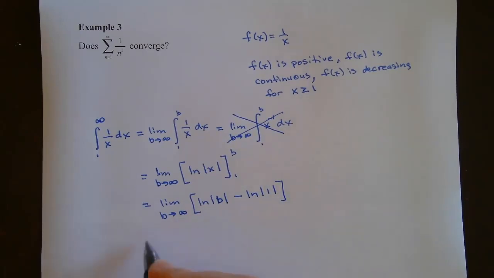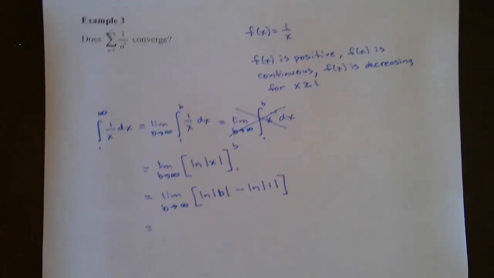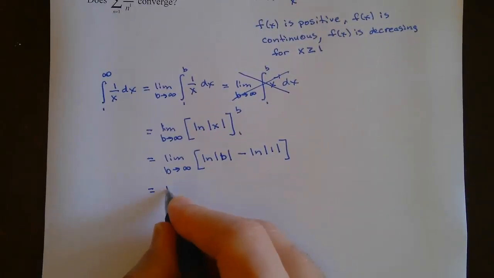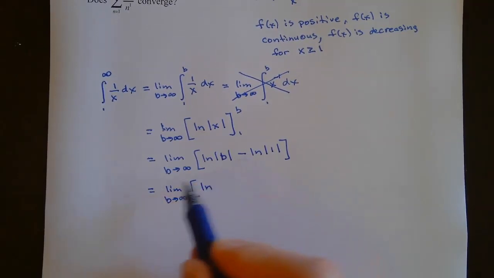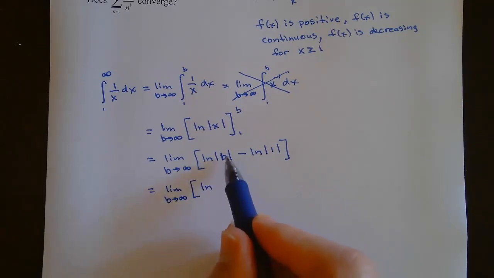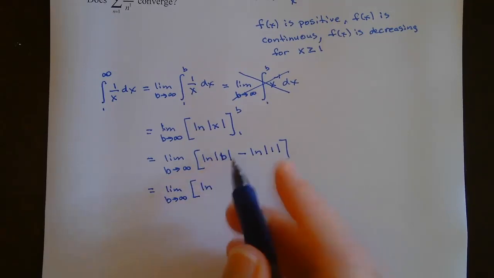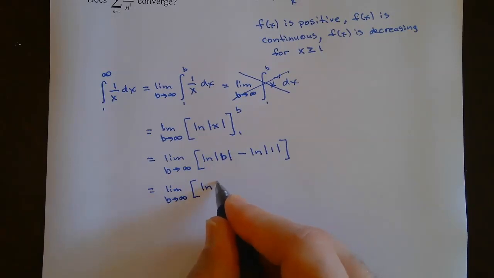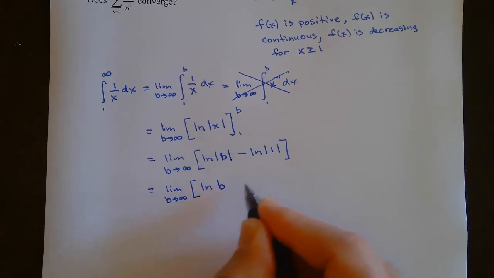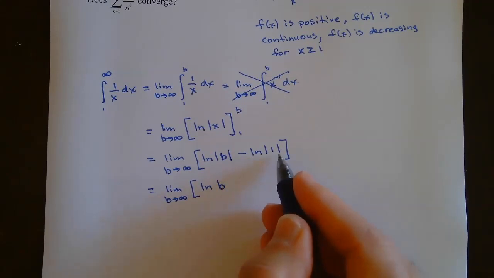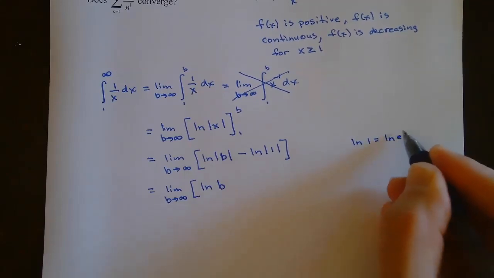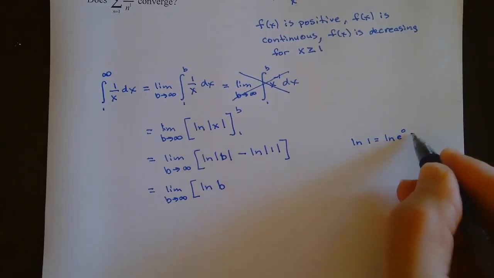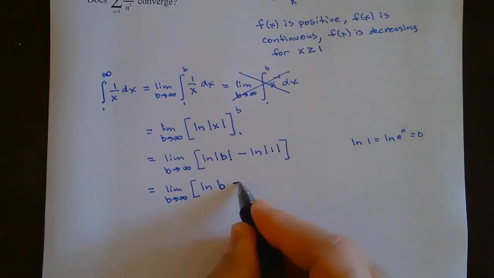Okay, now I'm going to slide it up a little bit. This is the limit as b goes to infinity of the natural log of b, now b is going to infinity, right? So really we don't need the absolute value around this b, so I'm just going to write b. And then minus the natural log of 1. But remember, the natural log of 1 is equal to the natural log of e to the 0, because e to the 0 is 1, so that's 0, right? So this is minus 0.